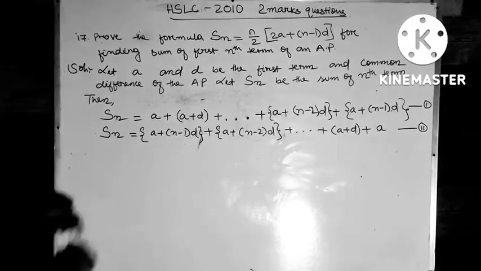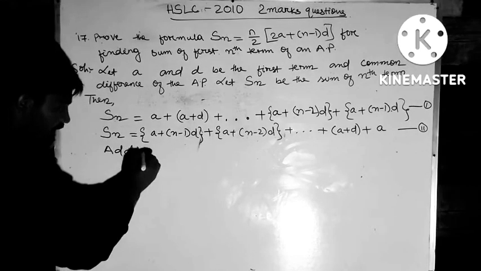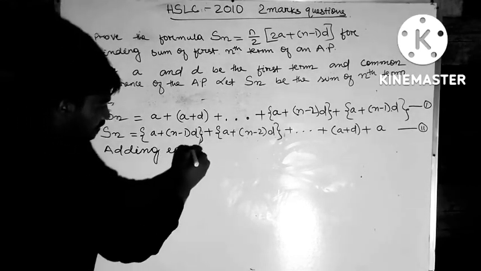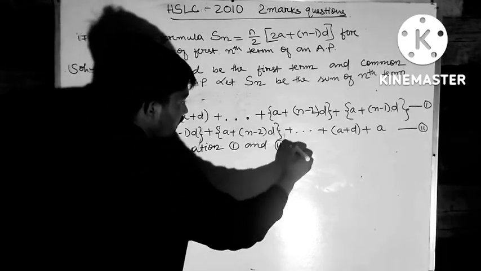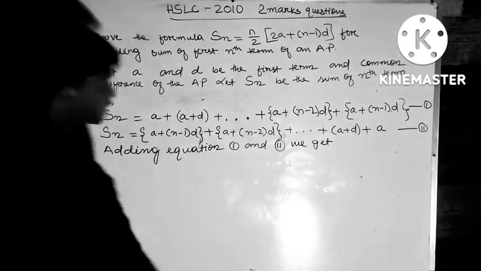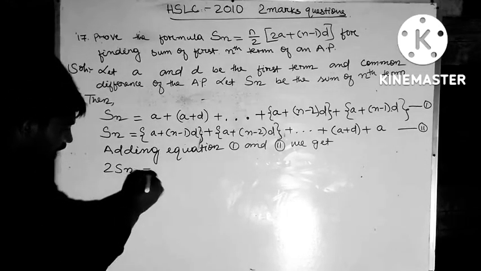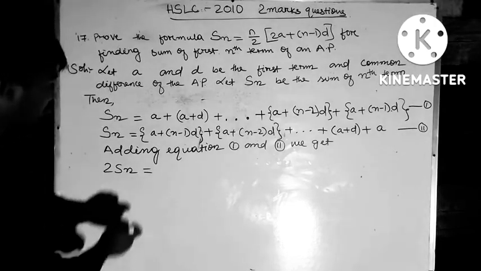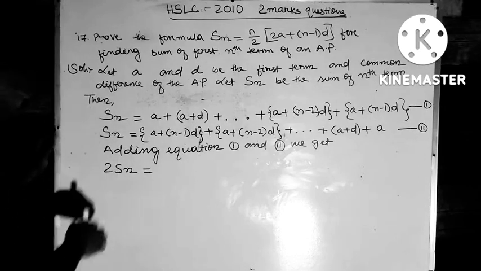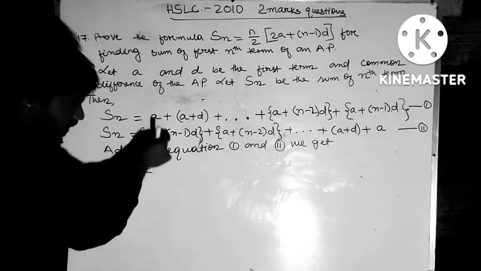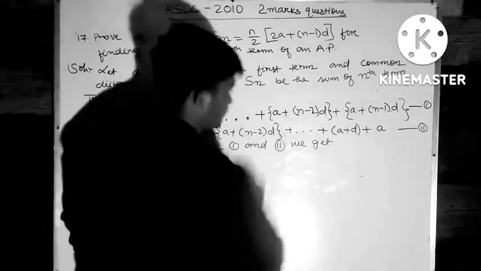Now I'm going to add both equation 1 and 2, and I will see what I get. Adding equation 1 and 2, what do we get? Sn plus Sn becomes 2Sn. I hope you will not mind, right? After that, we are going to add the terms which are straight to one another. This and this to be added, this and this, this and this, this and this. Okay, the straight ones.